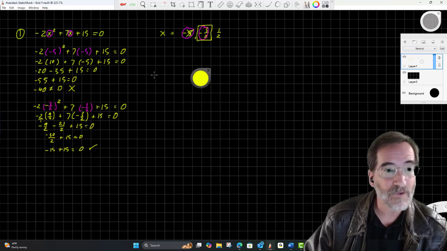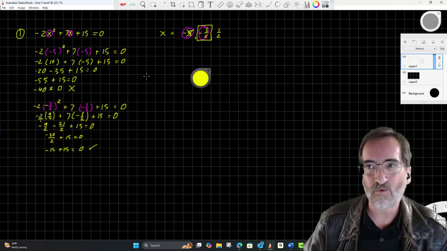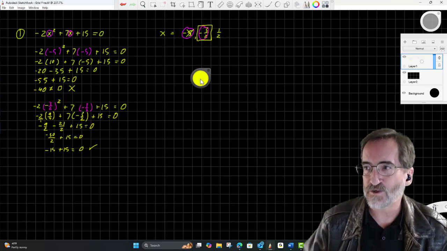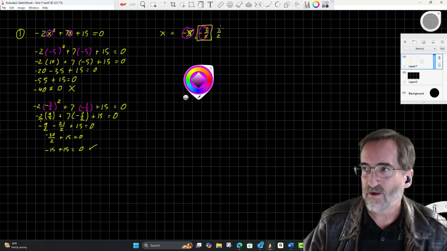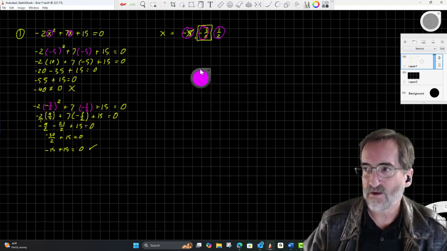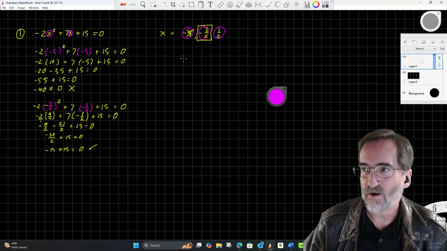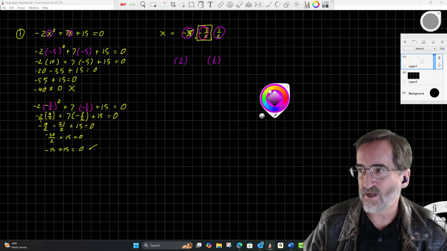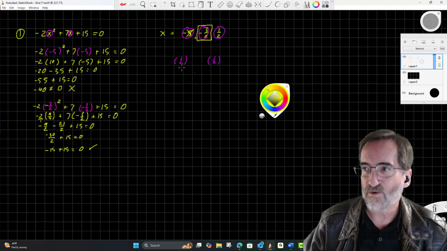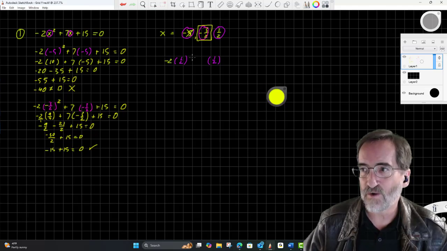Now, we'd like to say we can stop. But one of the things we discover is that with quadratics, they often have two solutions, so we need to try the 1/2 as well. So let's try 1/2 instead. Let's put this over here. 1/2 squared. I'm going to take the squared off. I can put that in a little later. 1/2 in for x. Everything else stays the same. Okay, so we're going to write negative 2x squared plus 7x plus 15 equals 0. 1/2 times 1/2 is 1/4.